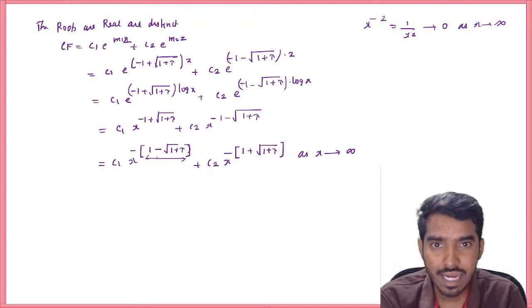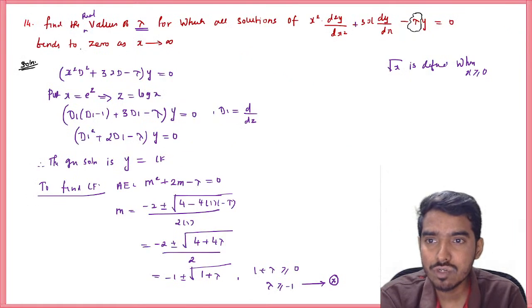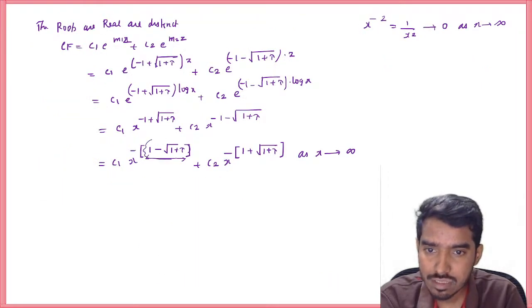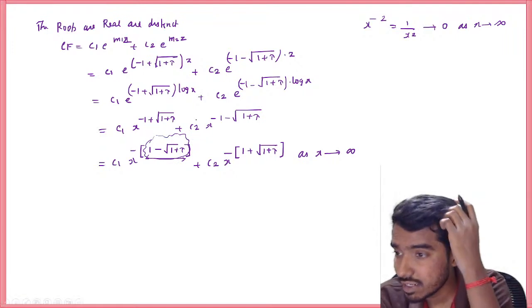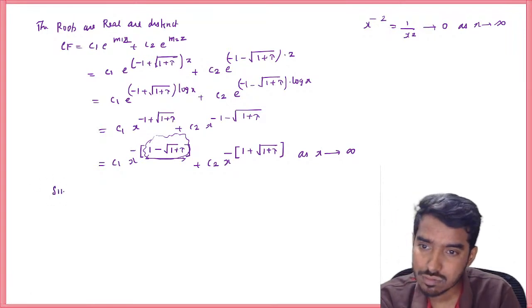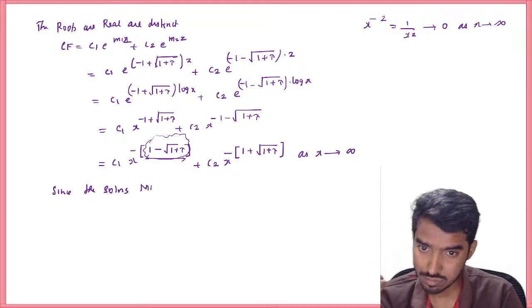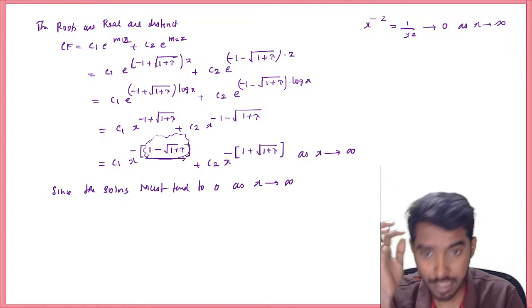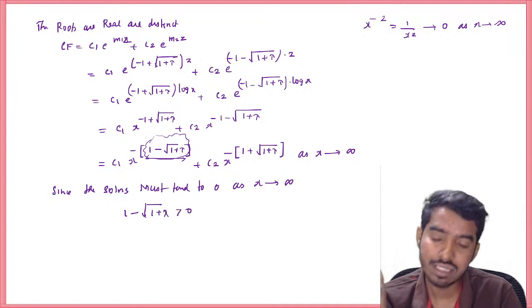So this number has to be strictly greater than 0. Suppose this number is negative, then minus minus will become plus, and this will tend to infinity. But our solution has to tend to 0 as x tends to infinity. That means this number has to be strictly greater than 0, since the solution must tend to 0 as x tends to infinity. So this number, 1 minus root of 1 plus lambda, has to be strictly greater than 0, right?